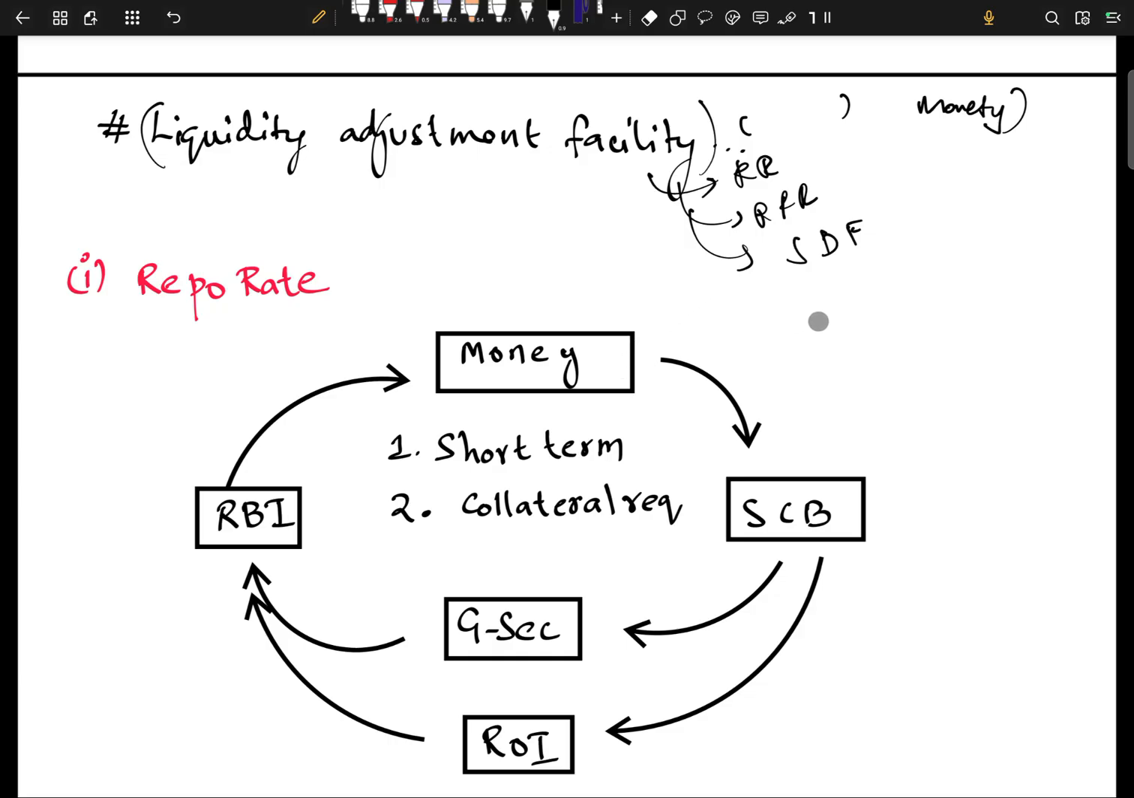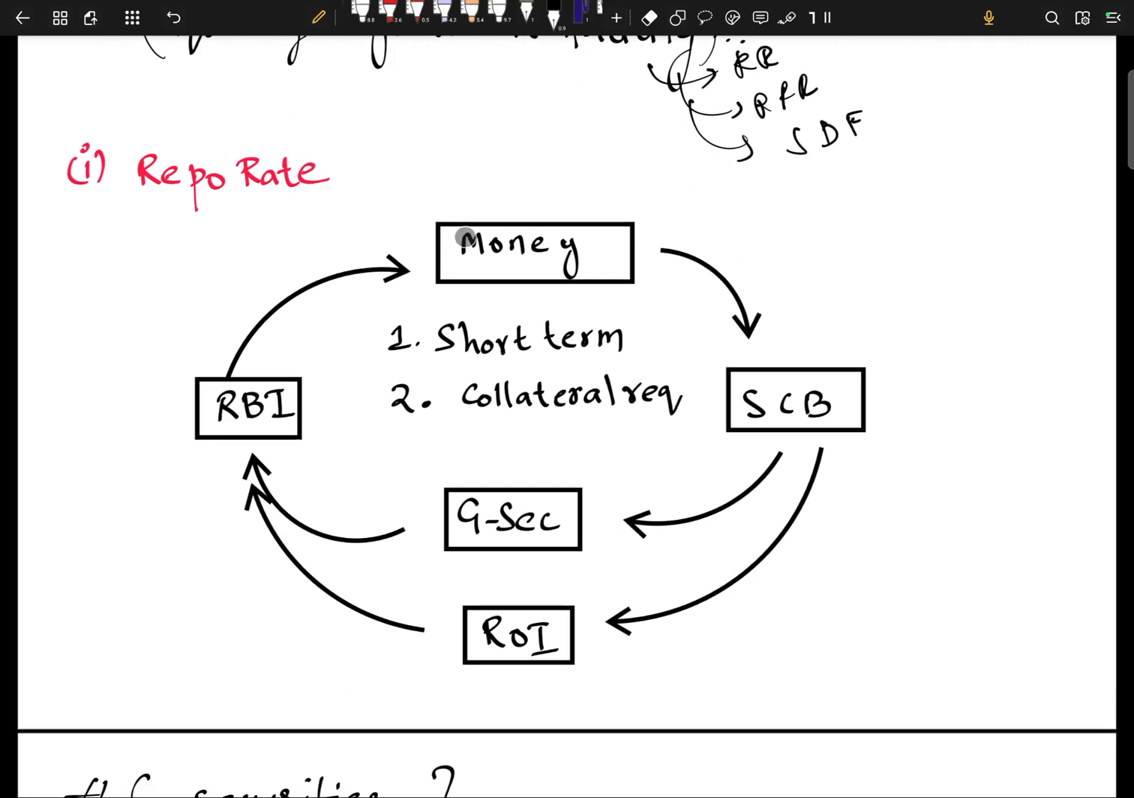Okay, so let's look at what repo rate is. RBI gives loans to a scheduled commercial bank, but these loans require collateral. What is this collateral? Collateral is nothing but G securities. G securities or treasury bills and government bonds, these are basically the same. These are the bonds that the government gives, secured by the government. That's why we call them G securities. We'll discuss all this in the chapter on capital market.